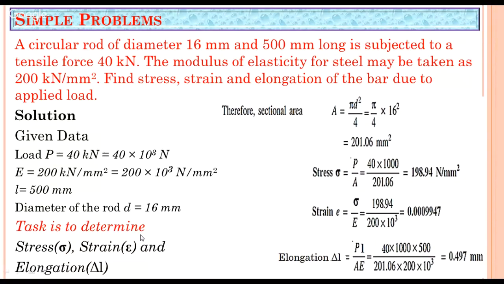This is in kilonewton per millimeter square. That means you have to express the length, the diameter and the area in millimeter square. Either you can convert this to newton per meter square. So it has to be expressed in the same way.